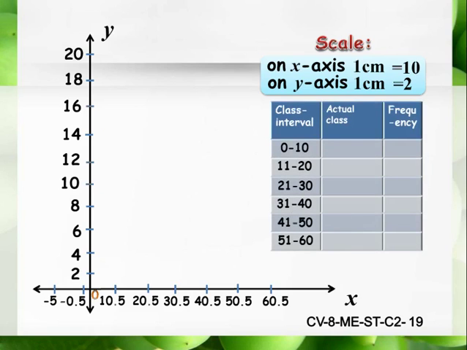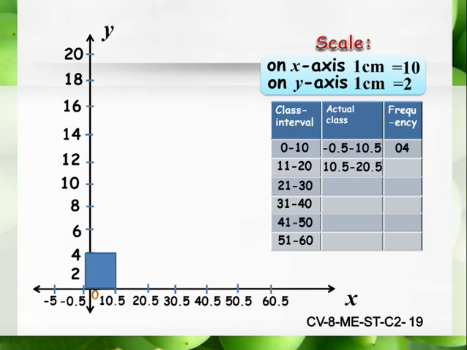Now, we shall draw the histogram. The first class interval is minus 0.5 to 10.5. So, minus 0.5 means 0.5 units left from the origin. Now, the width is marked, that is between minus 0.5 to 10.5, and the height is 4 units. Now, we got a rectangle, complete the rectangle.